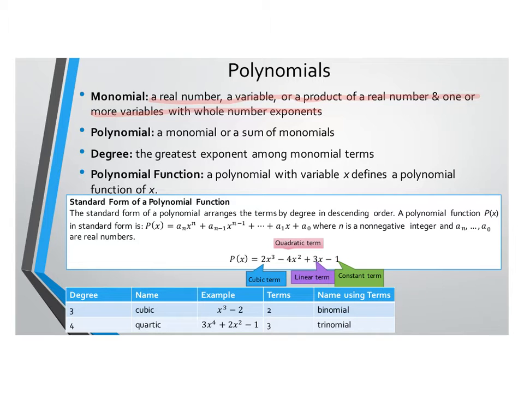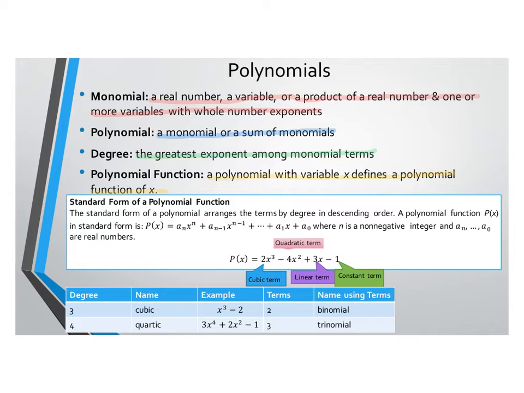A polynomial is a monomial or sum of monomials. Okay, so when I have several monomials and they are separated by addition, we call that a polynomial. The degree is the greatest exponent among the monomial terms. In the polynomial function, a polynomial with variable x defines a polynomial function of x.